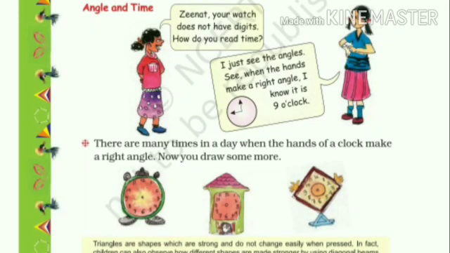So let's start with our next topic, angle and time. Here two girls are there. One is Jinnat, and Jinnat's friend is asking her a question: Jinnat, your watch does not have the digits. मतलब आपकी वॉच में डिजिट्स नहीं है. हाउ डू यू रीड द टाइम? तो जिन्नत, हाउ यू आर रीडिंग द टाइम?